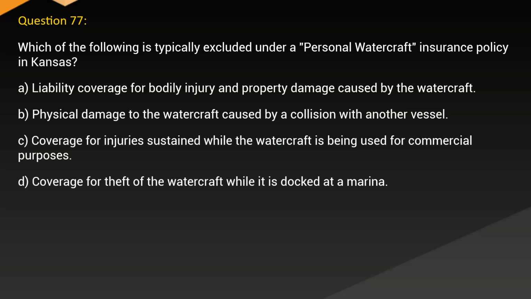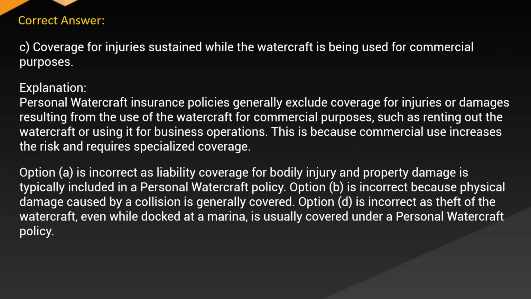Question 77. Which of the following is typically excluded under a personal watercraft insurance policy in Kansas? A. Liability coverage for bodily injury and property damage caused by the watercraft. B. Physical damage to the watercraft caused by a collision with another vessel. C. Coverage for injuries sustained while the watercraft is being used for commercial purposes. D. Coverage for theft of the watercraft while it is docked at a marina. Correct answer: C. Coverage for injuries sustained while the watercraft is being used for commercial purposes.